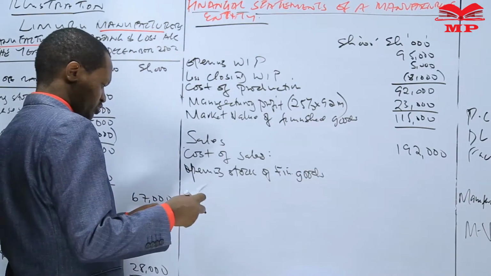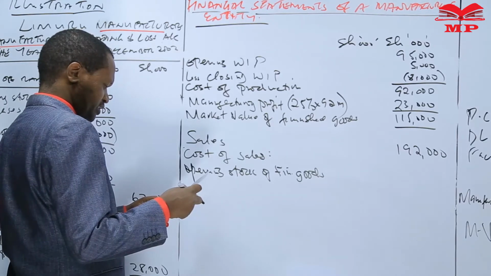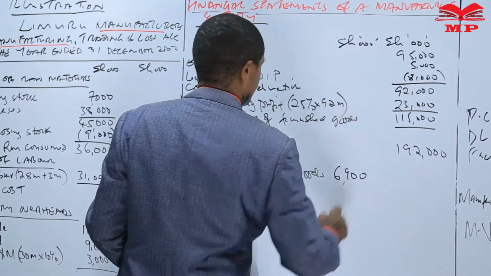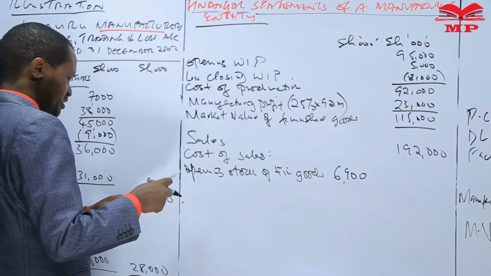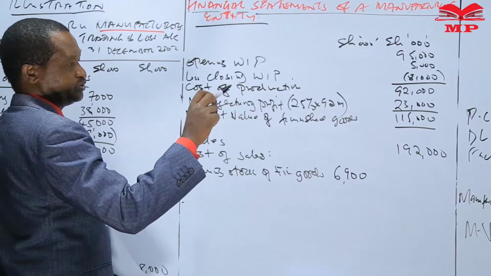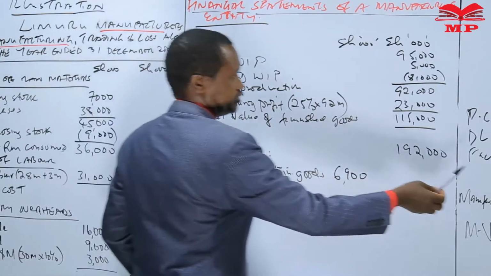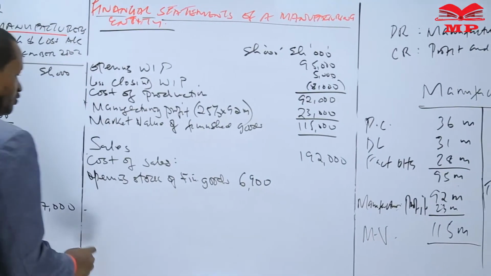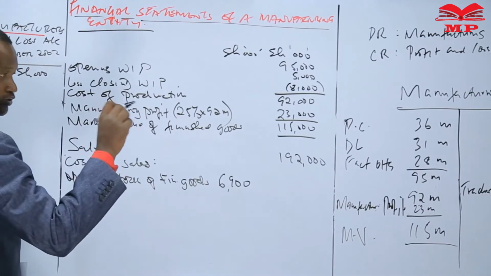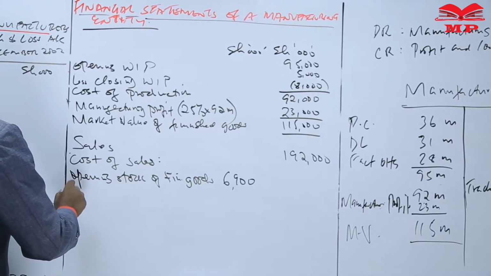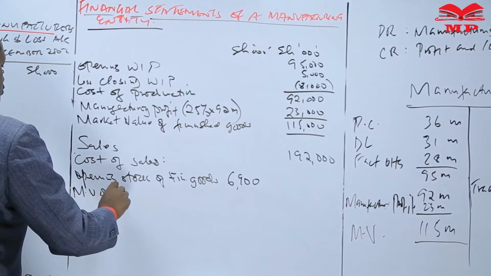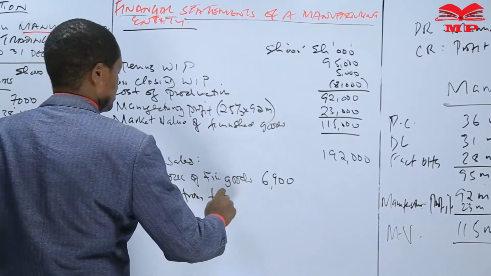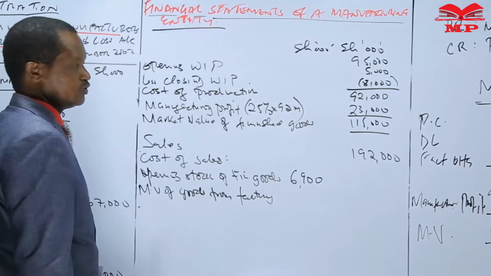What is the opening stock? The opening stock is 6.9 million. We'll add the market value of goods transferred, the double entry here, learners. This is the market value of goods from manufacturing. Okay, this is the market value of goods from the factory.